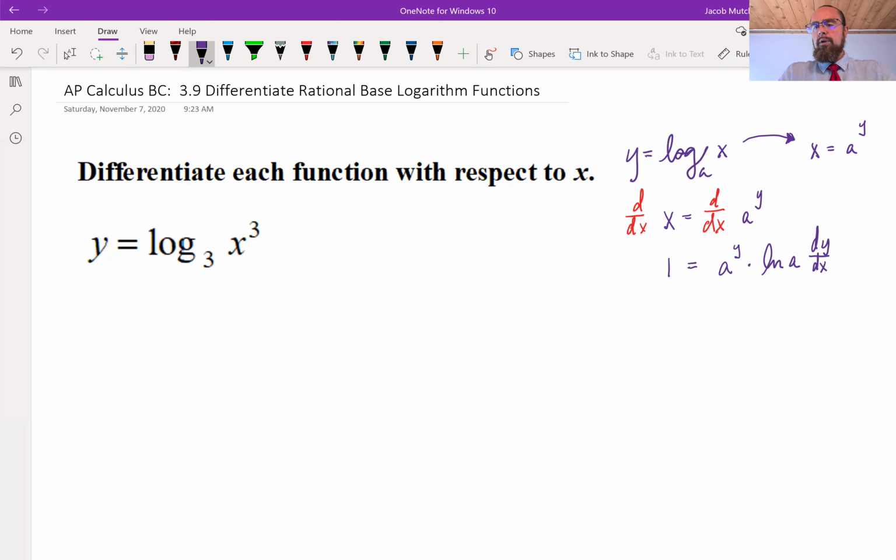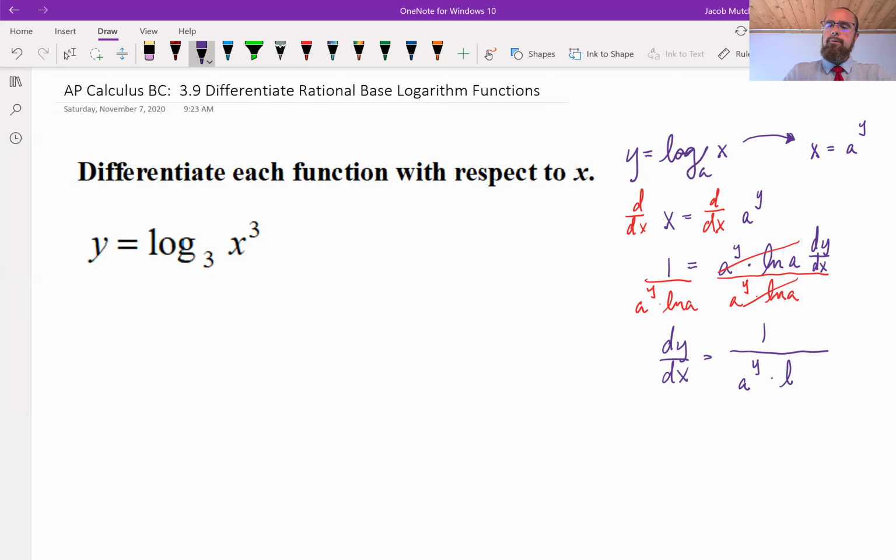So at that point, I want to solve for dy dx. So I'm going to divide both sides by a to the power of y times the natural logarithm of a. So that'll cancel there on the right side, and it will show up in the denominator on the left. And I'm going to switch the equation around now so that it's solved for dy dx. And that really is our rule, but I need to do a substitution.